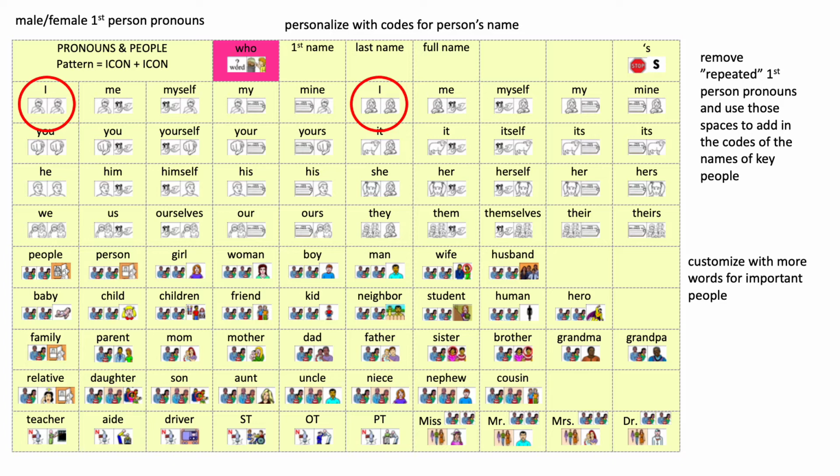Page 1 starts with pronouns and people. First, I've added first-person pronouns for male and female gender. There are no non-binary pronouns on this chart. Most people who do identify as either male or female will remove the unnecessary first-person pronouns from the chart and use those spaces to code in the names of key people. You definitely want to add the person's first, last, and full name into the pre-stored vocabulary and get those codes added to the chart, as well as customizing with additional important people words.